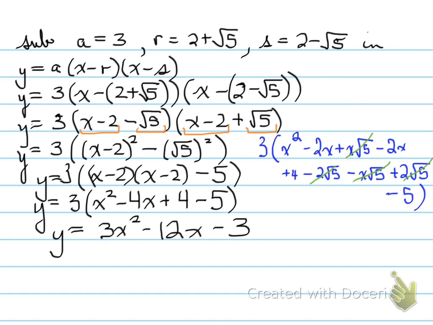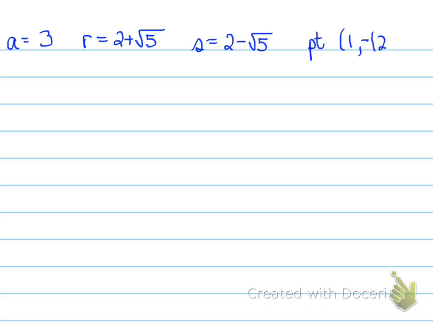Is there another way to do this? And folks, of course there is. Let's look at another way to get this answer, but maybe with a simpler explanation. Remember that A is equal to 3, R is equal to 2 plus root 5, and S is equal to 2 minus root 5. We also know that there's a point at (1, -12). How does that help us?